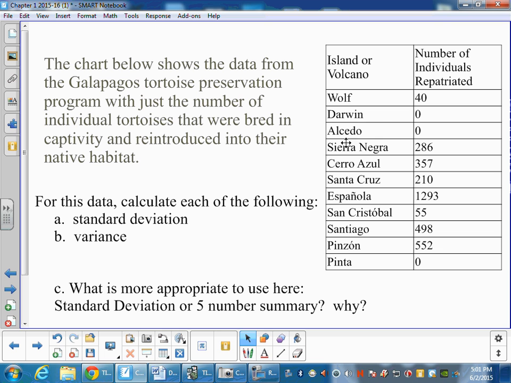All right, now here is that data set we worked with before. Try to find the standard deviation and the variance, and then decide what's more appropriate to use here, standard deviation or a 5-number summary to describe the spread. Good luck.